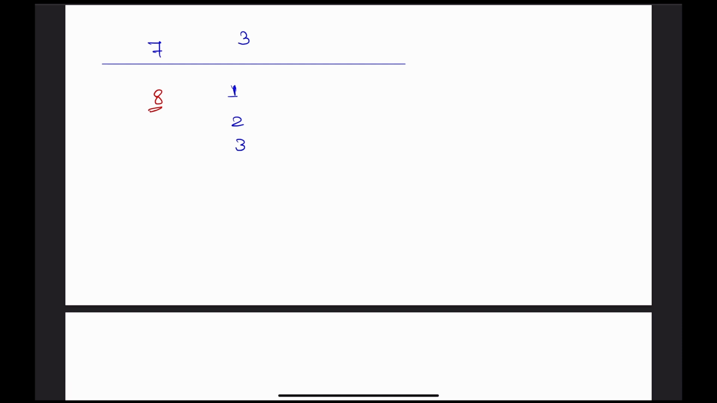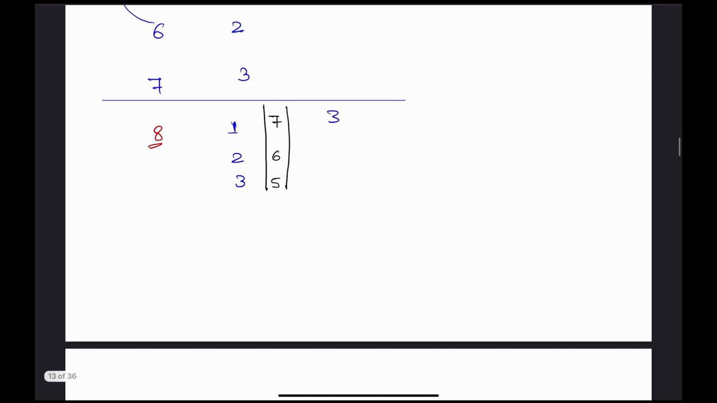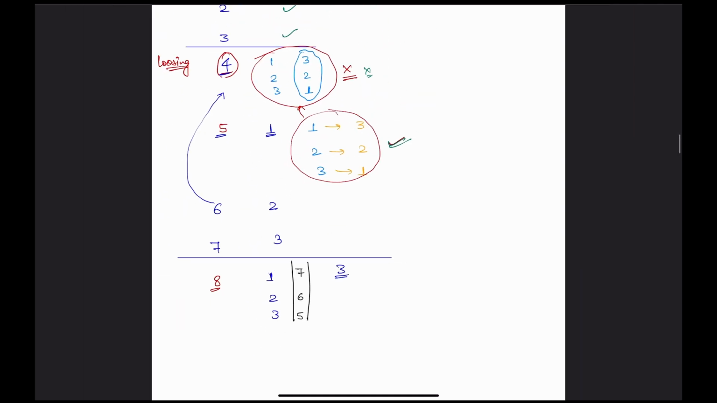If 8 coins are there and 1 is already chosen, how many are left? There are only 7 left. I'm just writing over here how many are left. So 7 left. If you choose 2, 6 are left. If you choose 3, 5 are left. So B will say that okay, if 7 coins are left, why don't I choose 3, and I will bring you again at the 4th.